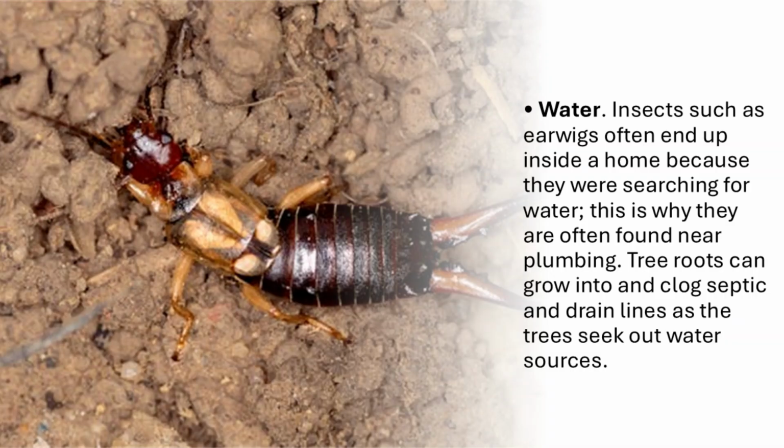Water. Insects such as earwigs often end up inside a home because they were searching for water. This is why they are often found near plumbing. Tree roots can grow into and clog septic and drain lines as the trees seek out water sources.